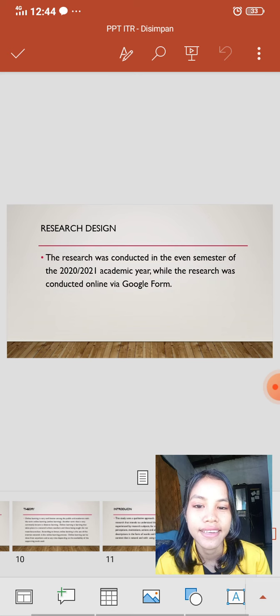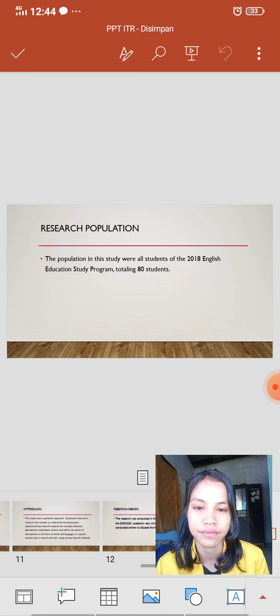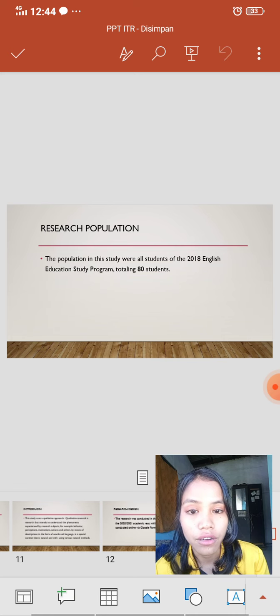Research design. The research was conducted in the even semester of the 2020 and 2021 academic years, while the research was conducted online via Google Form. Research population. The population in this study were all students of the 2019-2018 English Education Study Program, totaling students.